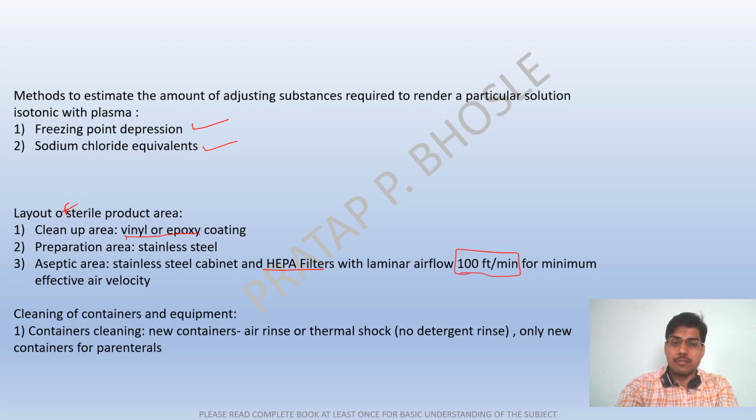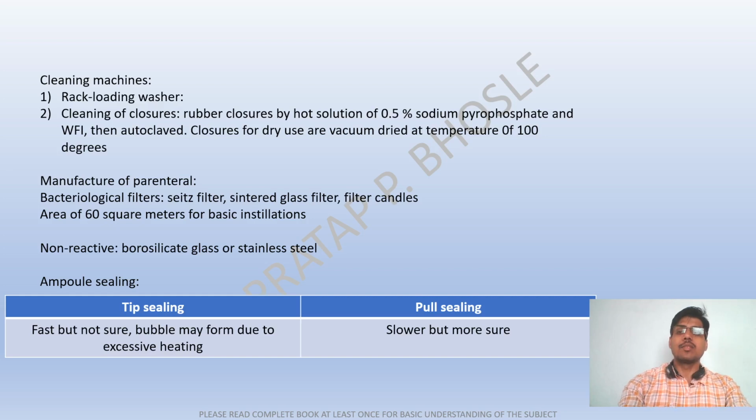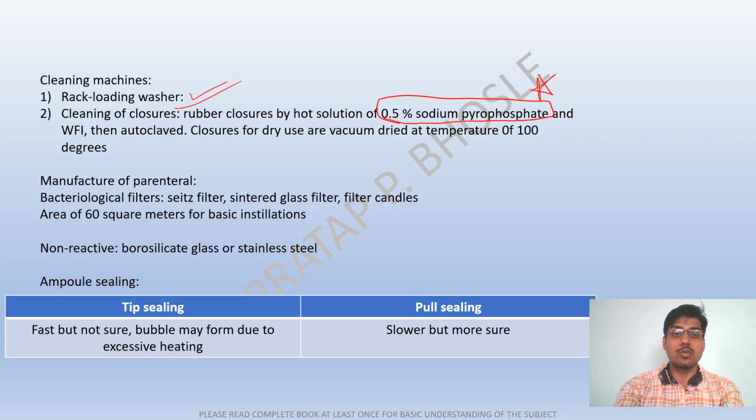Cleaning of containers and equipment. Containers cleaning: new containers को air rinse करना है, right? Thermal shock, no detergent rinse, okay? Detergent rinse नहीं करना है containers को. Thermal shock देना है या फिर air rinse करना है. Only new containers for parenterals. Cleaning machine: what are the cleaning machines? Rack loading washer. And cleaning of closures: rubber closures by hot solution of 0.5% sodium pyrophosphate. वॉशिंग के लिए क्या यूज करता है? सोडियम पायरोफॉस्फेट.